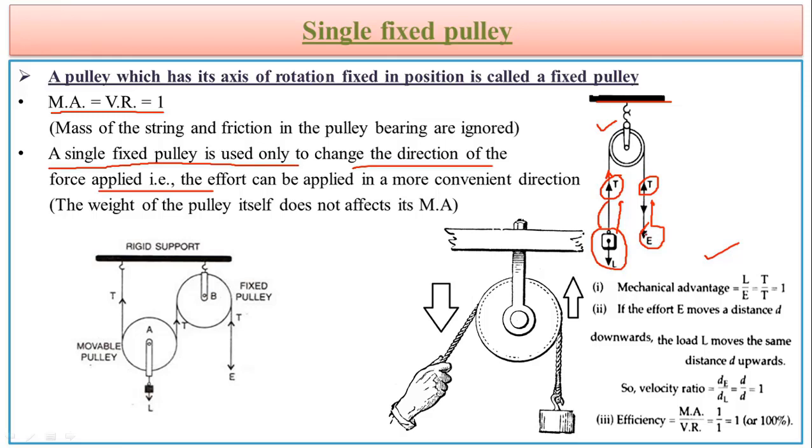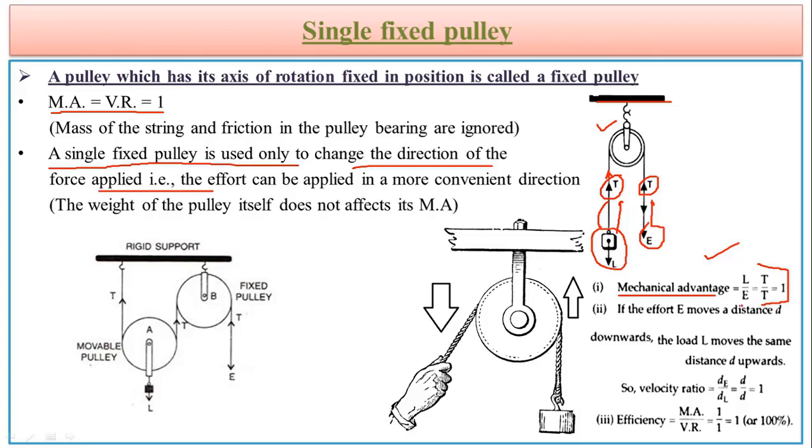When you calculate the mechanical advantage with this value, you will come to know that the mechanical advantage is equal to 1. And as we had discussed earlier, if the mechanical advantage is equal to 1, then that kind of simple machine is used to change the direction only.